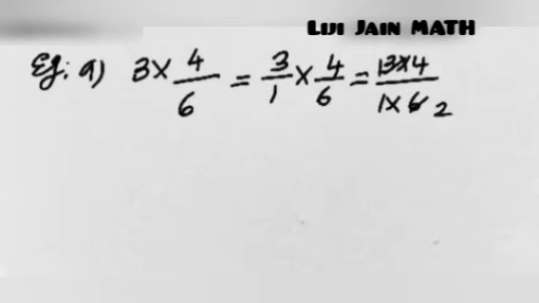And can we cancel any number in the numerator and denominator? Yes, 2 and 4 can be cancelled by 2's table. 2 twos are 4, 2 ones are 2. So the final answer is what? 2 by 1, which means 2 itself.